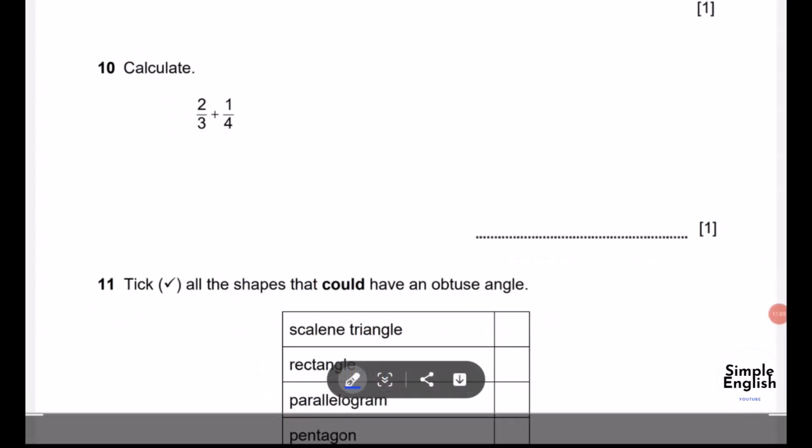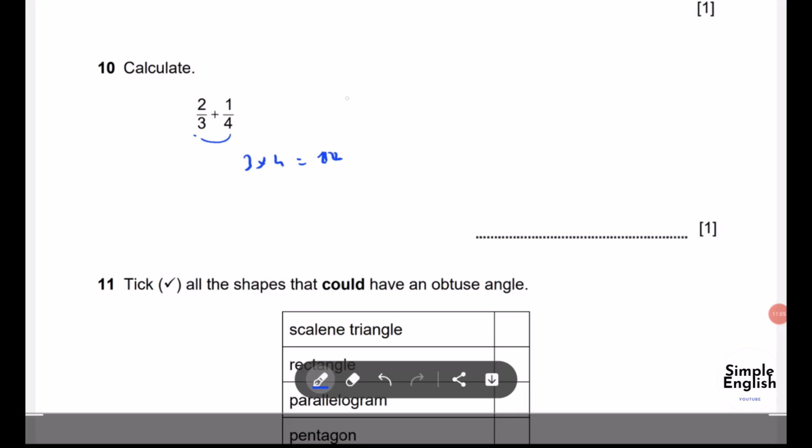Number 10, calculate 2 over 3 plus a quarter. So the first thing we need to do is make the two denominators the same. So the easiest way is to multiply them. So that must be 12, right?